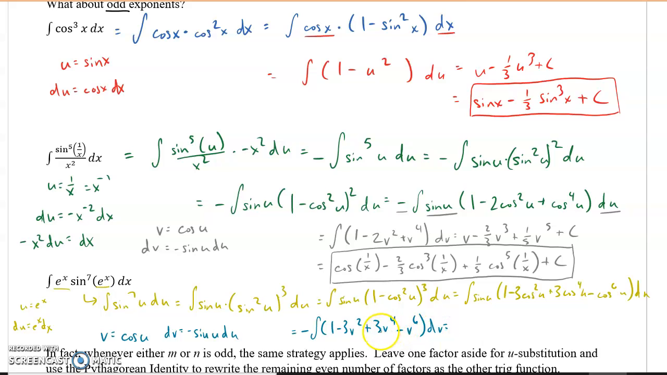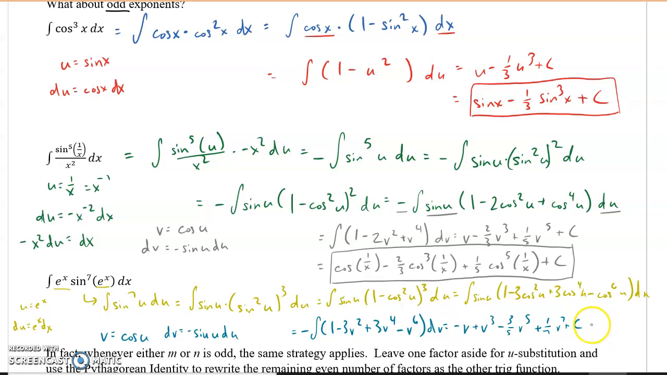The actual integration is not so bad. It's just inverse power rule, right? We've got negative v, we've got positive v cubed. That's fun. We've got negative 3/5 v to the fifth, plus, you have to remember to flip all the signs, right? 1/7 v to the seventh, plus c.